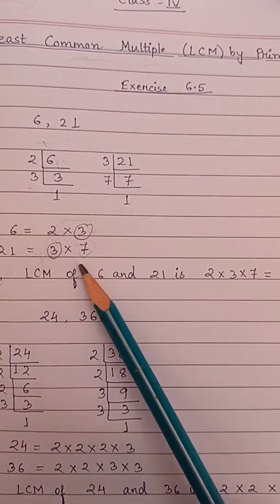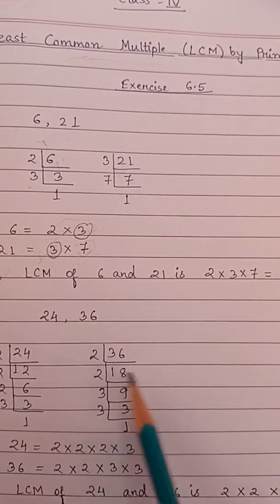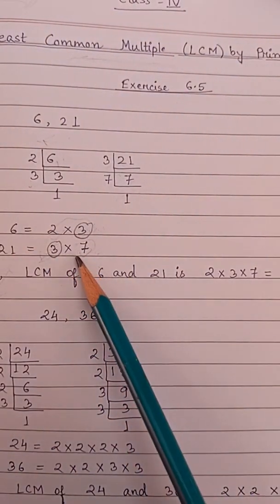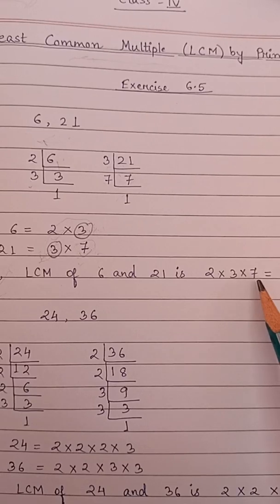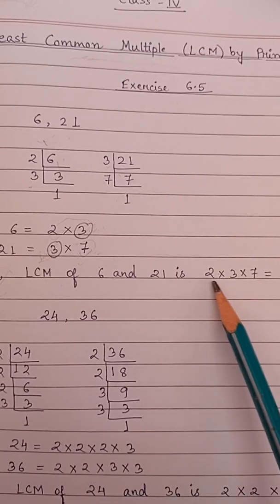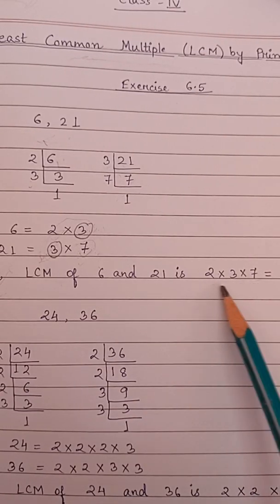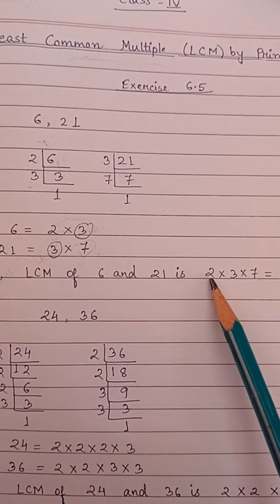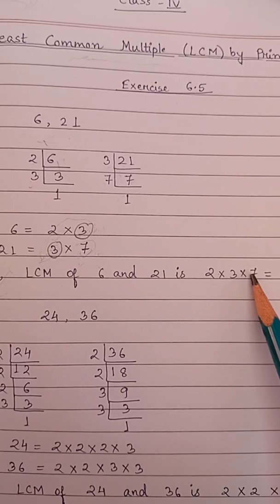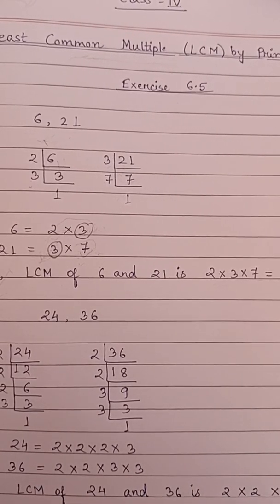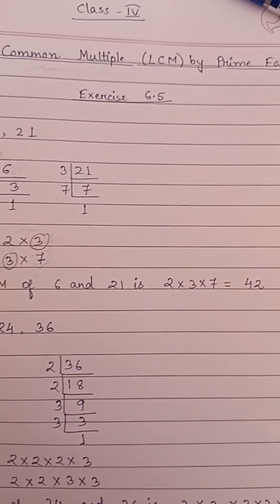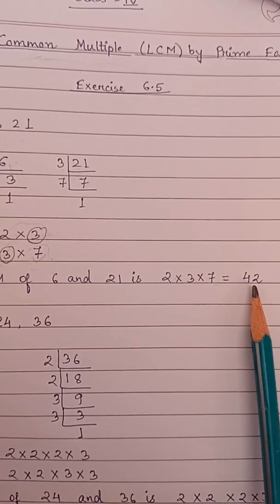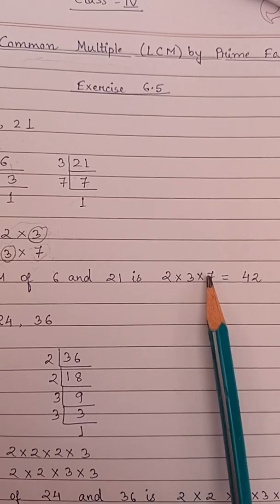So since we have collected these, the last step is to take the product, which is 2 into 3 into 7. Product means multiply. Just multiply 2 into 3 into 7 and your answer will be your LCM, and the answer is 42. 3 2s are 6, 6 7s are 42.